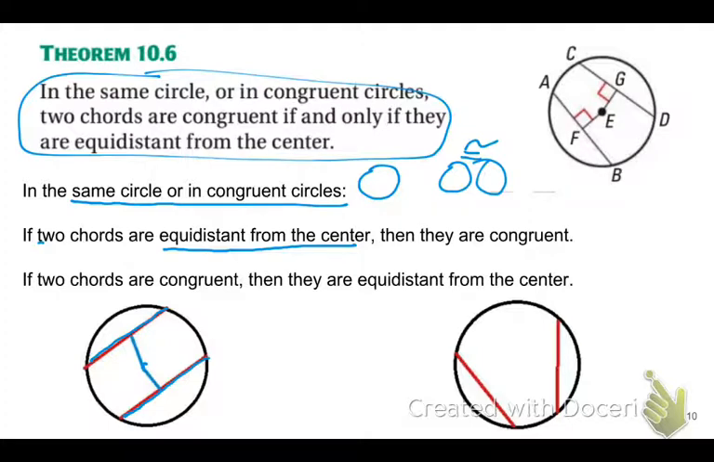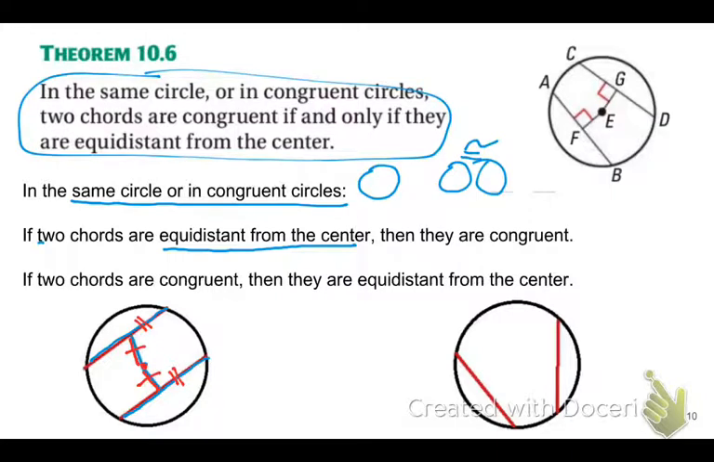Actually, I'm going to change colors. Here's our center. And the distance from the center to that chord is this line right here. If these two lines are the same length, they're both, the chords are the same distance away from that center point, then the chords themselves are going to be congruent.